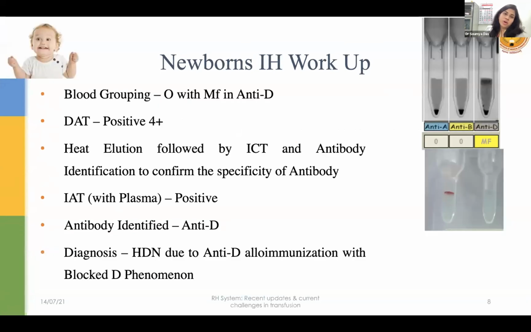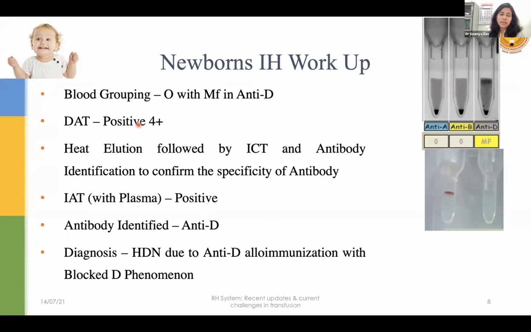Now coming to the newborn, which was very interesting to look into. The newborn's blood group was O on forward grouping, with A and B cells, and with the anti-D it gave a mixed field reaction. It had a 4+ positive DAT. In order to proceed, we first did a heat elution, and then we ran the ICT and antibody identification in order to confirm the specificity of this antibody. This was confirmed to be anti-D, the same as was detected in the mother.